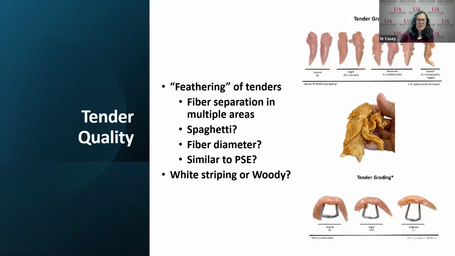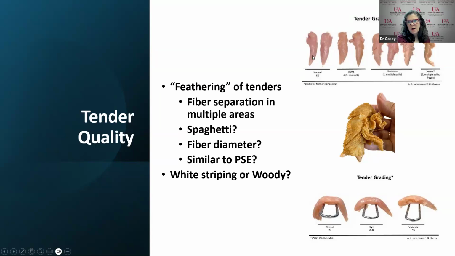Is there some PSE meat situation, that pale, soft, and exudative, where you get some protein denaturation that could be leading to some of these problems? We do see some white striping in some of these tenders at times. Or can it have some of the similar characteristics that we see in woody breast fillets, for example, some of the fiber degeneration? There is a connective tissue layer that usually is on top of this muscle called the epimysium.